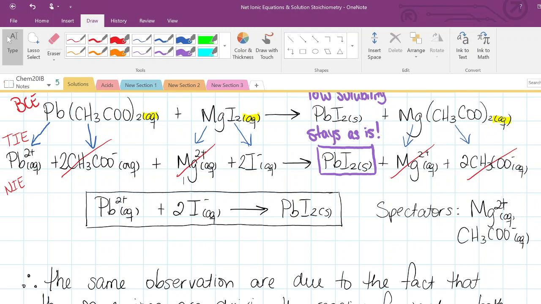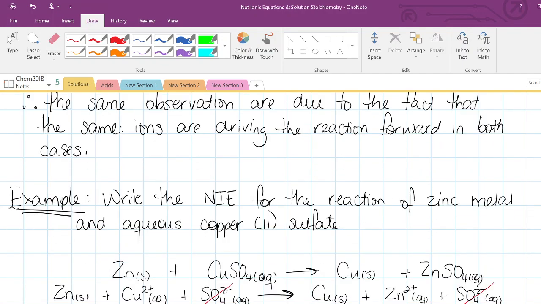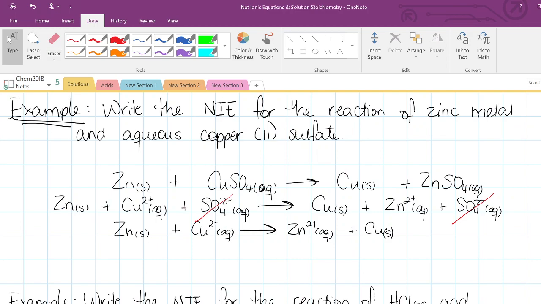Okay, so that's one example. I've got a single replacement example for you here to have a look at. So this one says, write the net ionic equation. Generally, your questions will be formatted like this. Write the net ionic equation for the reaction of zinc metal and aqueous copper 2 sulfate. Okay. So remember, first step, balanced chemical equation.